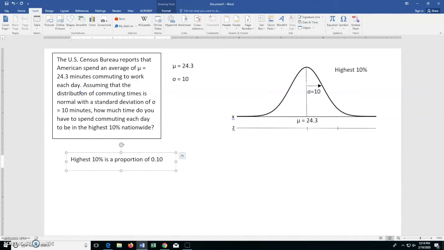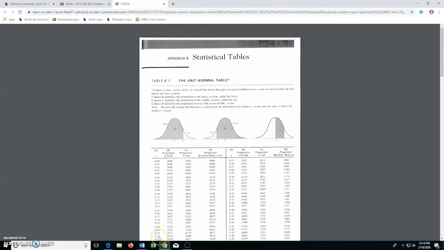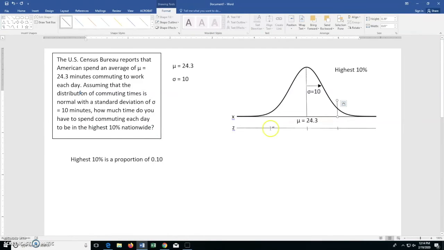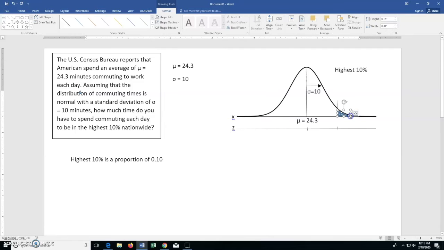So next we're going to use the unit normal table to find the z-score that corresponds to the proportion in the tail C, which is 0.10. So we're going to look in our C column, proportion in tail, for 0.10. And here I am blocking off the highest 10% that we're solving for and shading it in using the scribble tool. So this is the area that we're solving for.